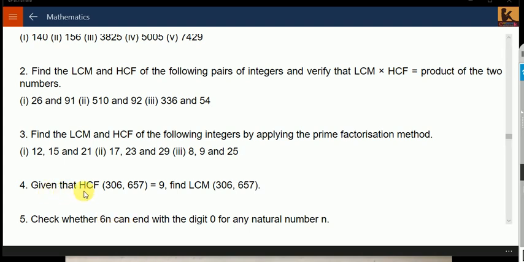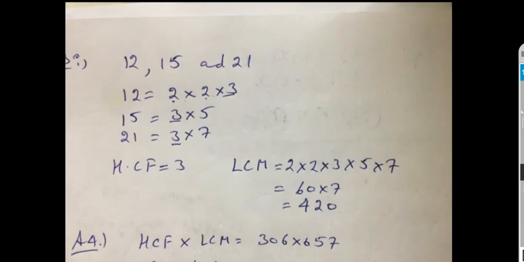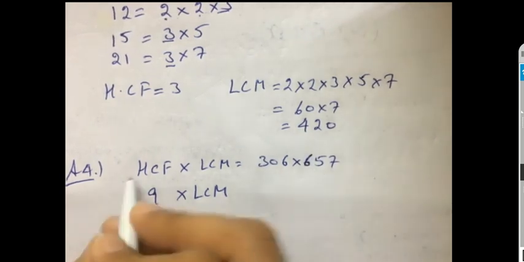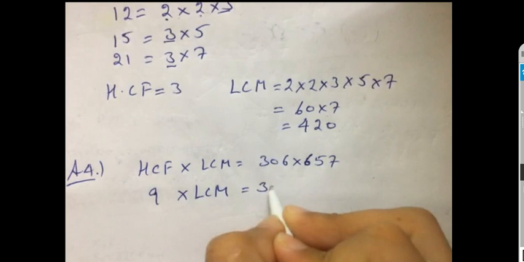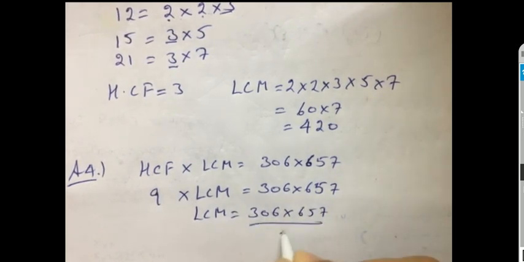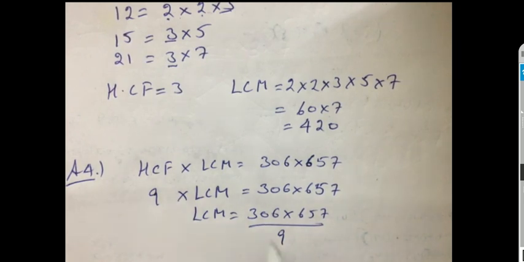Next, given that the HCF of 306 and 657 is 9, find the LCM of these. As you know, HCF into LCM equals the product of the two numbers. This is known to you. The HCF of these two numbers is given as 9, LCM we have to find, and the product of the two numbers is 306 into 657. LCM will be equal to 306 into 657 upon 9. One of these numbers you can divide by 9, either this one or this one, and you'll get your answer.